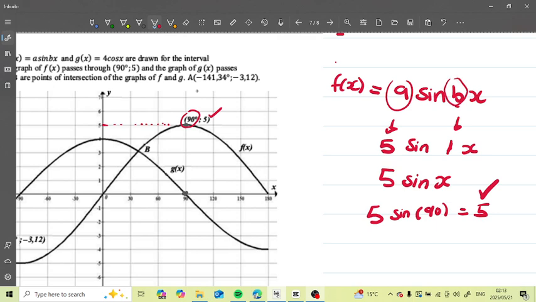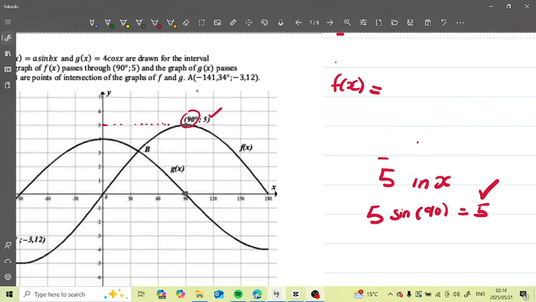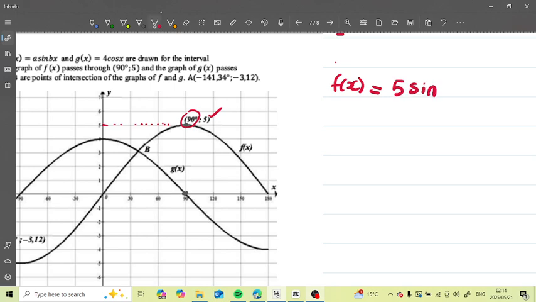So how was I able to identify that this value here is 1? I looked at the shape and saw that this is my normal sine graph shape. The only difference is that it has a higher amplitude, which is 5, but otherwise it's still the very same shape. Now we have found the equation of this f of x function. So the equation of this f of x function is 5 sine of x.